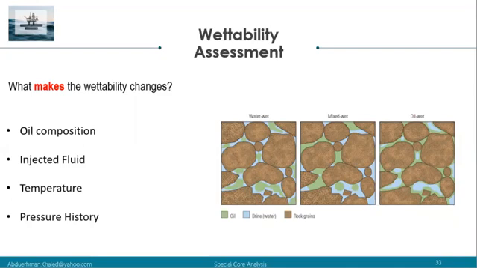And for the temperature, for example, quartz tends to be more oil wet at higher temperature. But calcite tends to be more water wet at higher temperature.